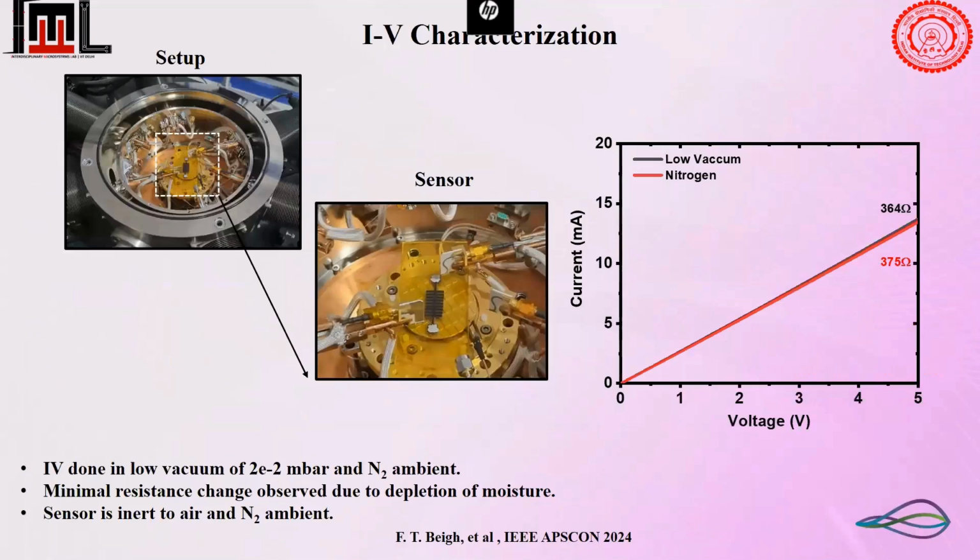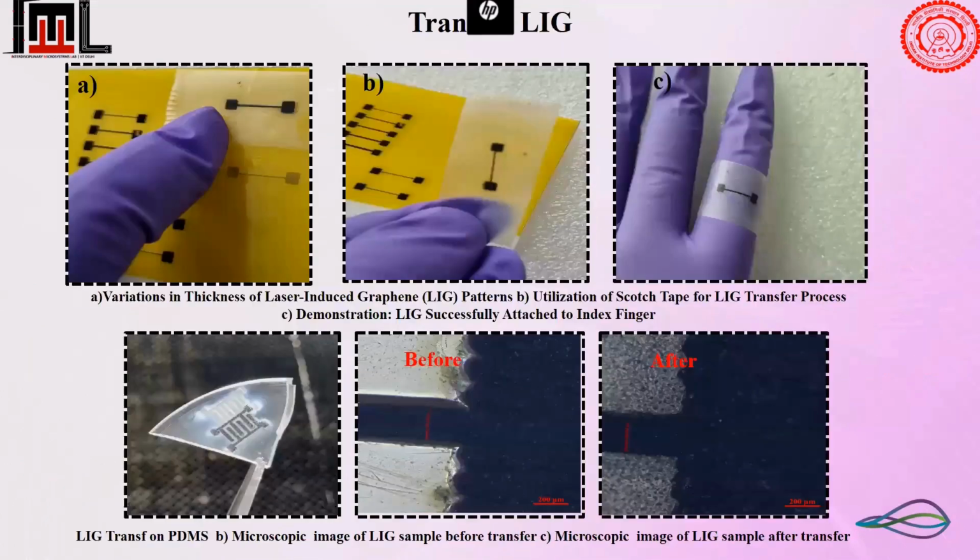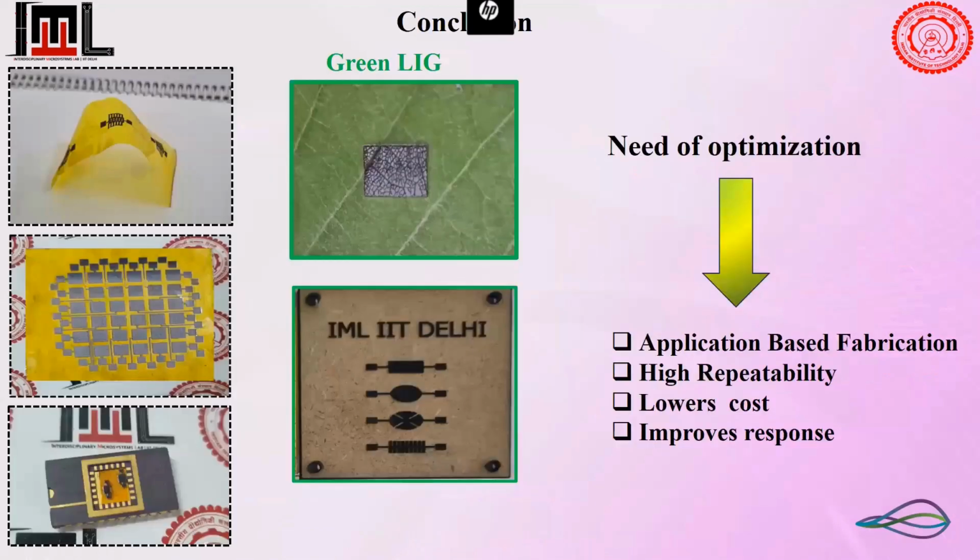Then we did some IV characteristics, and we found that in the nitrogen scheme, the resistance was around 375 ohms, and when there was a low vacuum, it changed to 364 ohms. It's very small, and the change is because of the moisture content loss when you increase the vacuum. So this is the transfer mechanism. We tried to figure out whether the contact remains after transfer. Yes, it remains there. It's quite clear after and before. We also used PDMS for it.